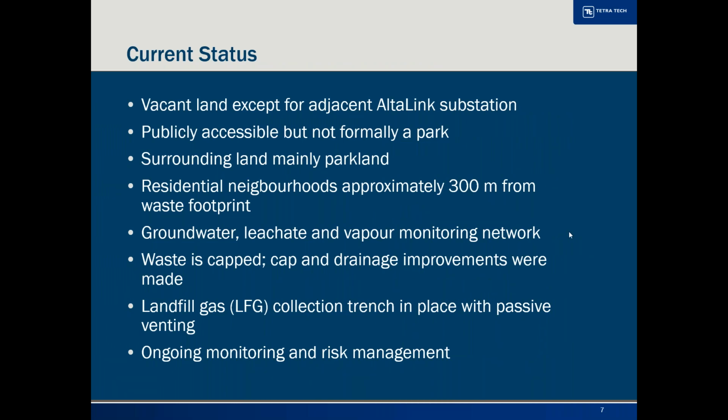The site, the north side closed landfill, is pretty much vacant parkland. It's in a coulee. The only things that we have near it are our recycle station and the AltaLink substations. There's 2 of them there now. We have a 300-meter setback from the waste boundary. Groundwater, leachate, landfill gas has been monitored on the site on an annual basis since 2001. We did some cap repair and drainage improvements in 2014. There's a landfill gas passive venting trench that was installed in 2014, and we're in the process of updating the risk management plan for the site. Next.